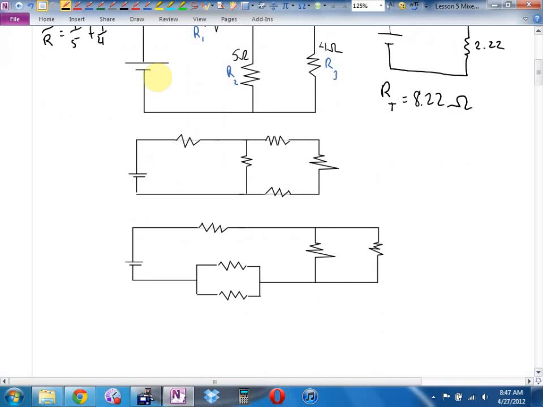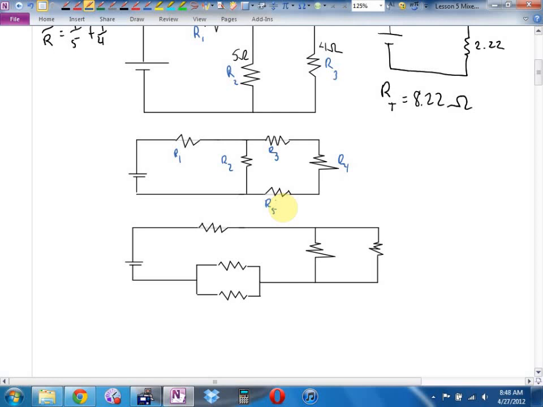What about this second one? Again, let's call this R1, R2, R3, R4, and R5. Can you tell me 3 resistors that are in series with each other?